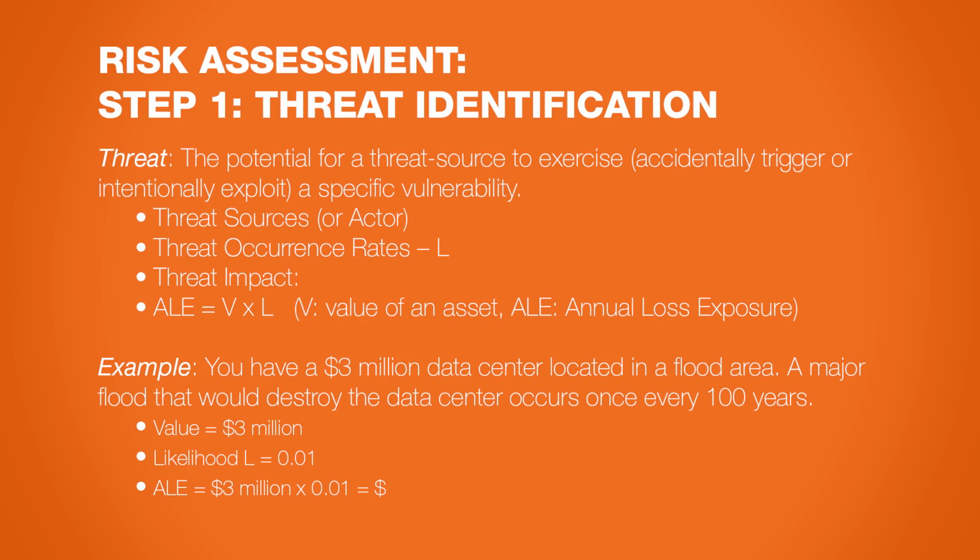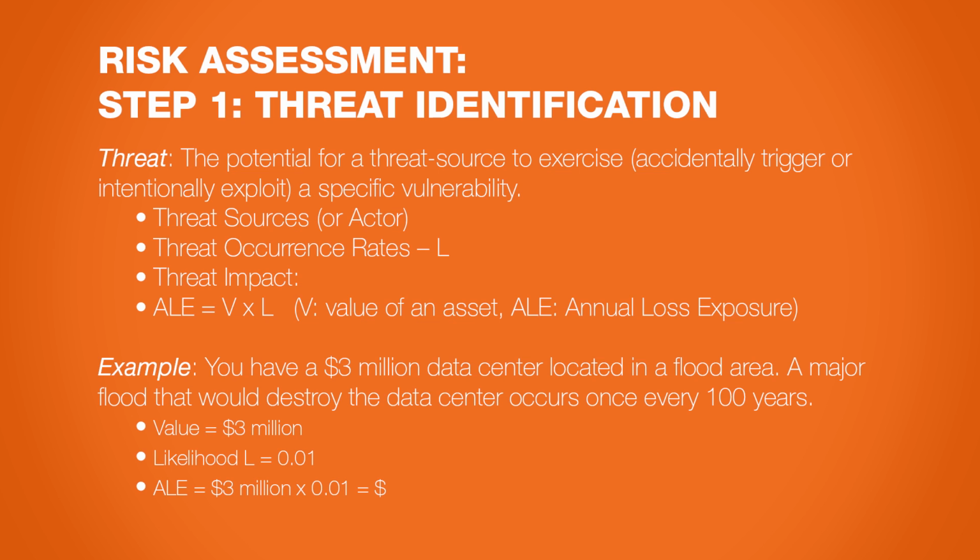Risk Assessment Step 1: Threat Identification. Threat is the potential for an actor or threat source to exercise, either accidentally trigger or intentionally exploit, a specific vulnerability. Both threat sources and threats must be identified to ensure accurate assessment. Usually, a threat contains three parts: threat sources, threat occurrence rates or likelihood or frequency, and threat impact.